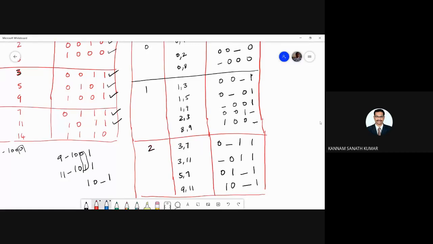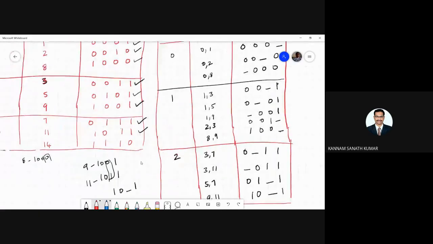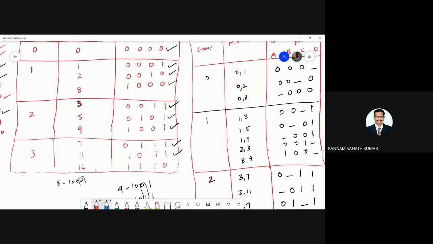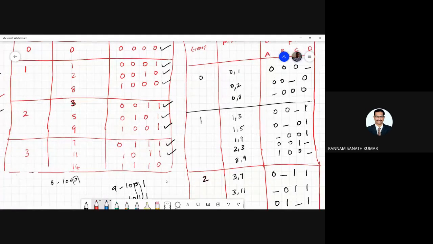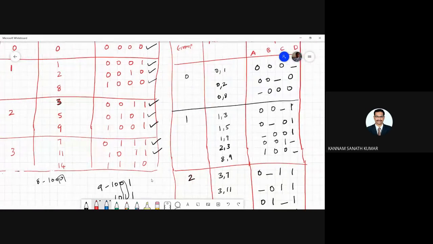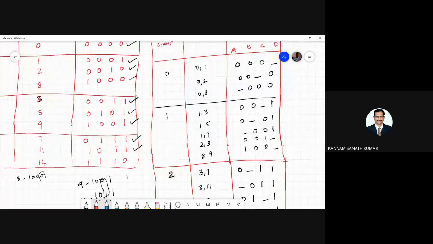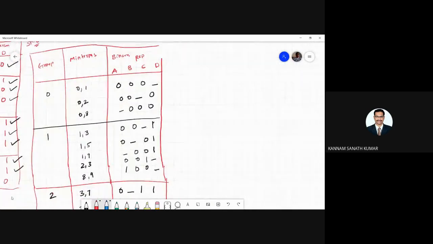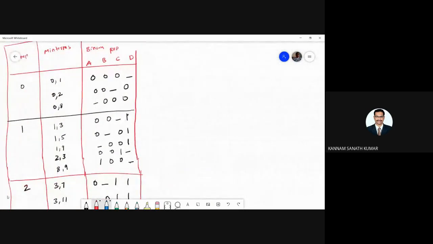Okay, so see here. I take all these terms, but this 14 is not matching with any of this group. Either it is group 1, group 2 or group 3. So this 14 is nothing but an essential prime implicant. At the last we'll see this one.